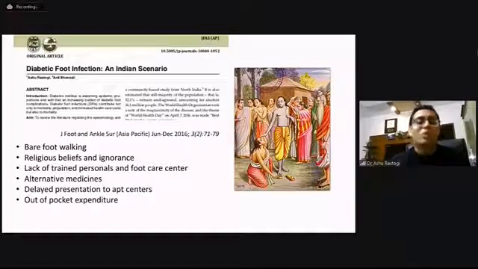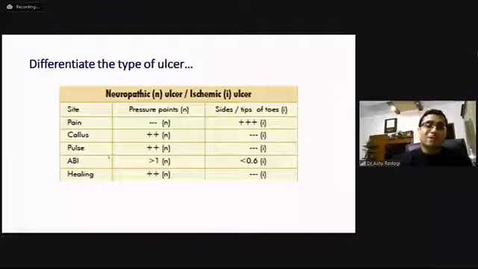One is barefoot walking. This is very common, maybe because of our cultural practices or our religious beliefs. People usually walk barefoot, and if they have diabetes, they will have neuropathy, and finally they will develop ulcers. Unfortunately, they try some alternative medicines, and once they come to the centers, which are usually not apt for treating the diabetic foot because they are not diabetic foot centers, they usually are mismanaged. So lack of trained personnel in foot care centers in India is also a problem, and out-of-pocket expenditure also leads to this problem of neuropathic foot ulcers.